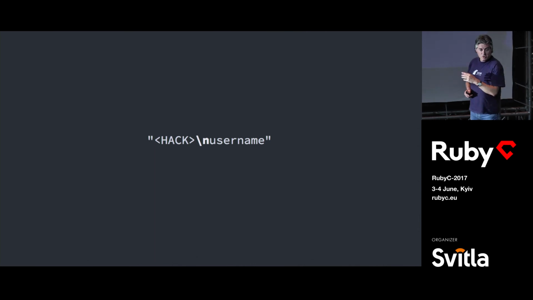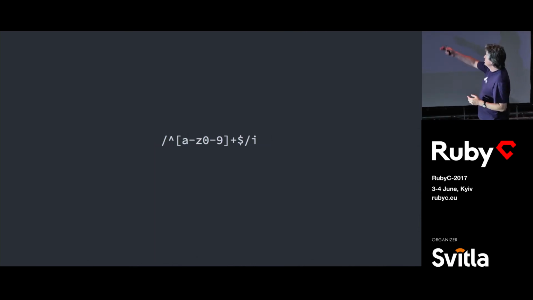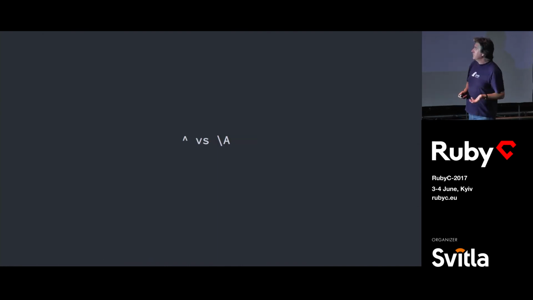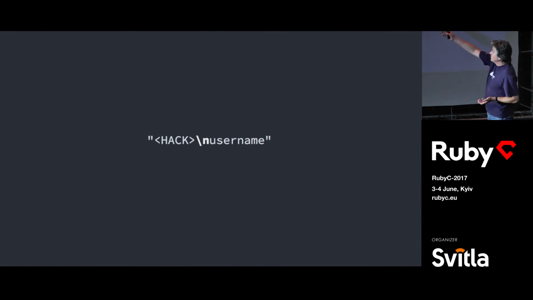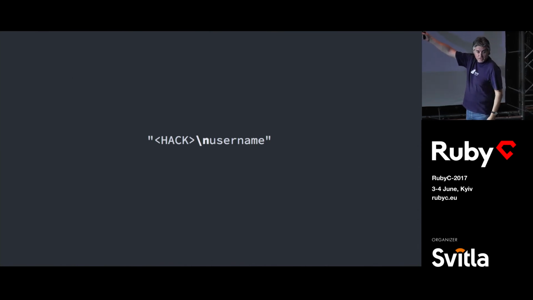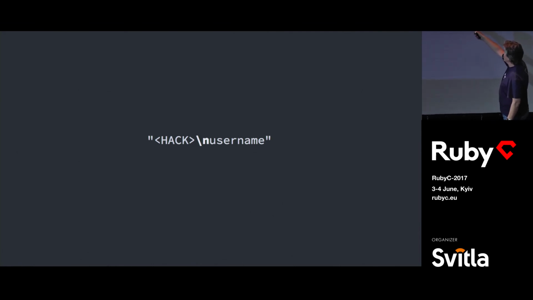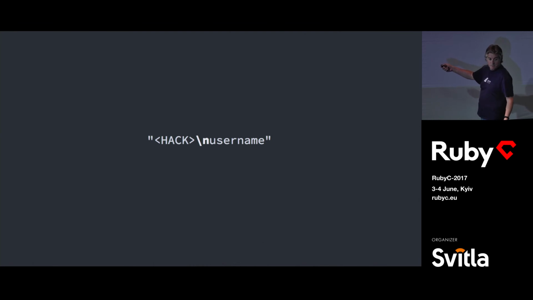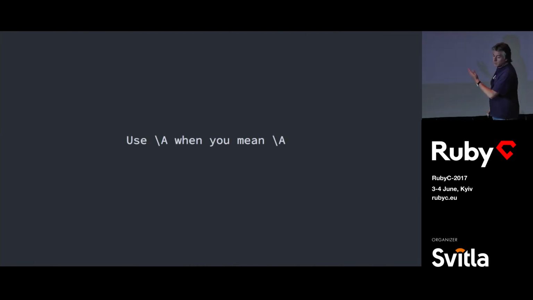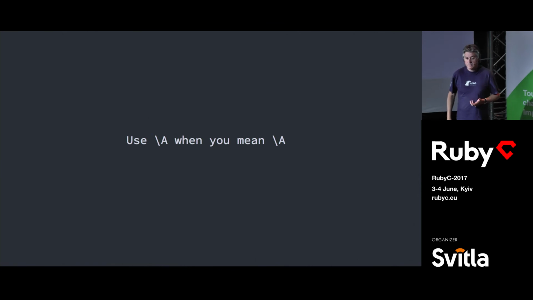So if you use the caret to check, this is weak. This is asserting things that happen at the start of a line. So for instance, you can get a payload inserted, and this is going to pass the regular expression test, okay? Because this line matches the regular expression, and the rest doesn't matter, okay? So use \A when you mean \A.